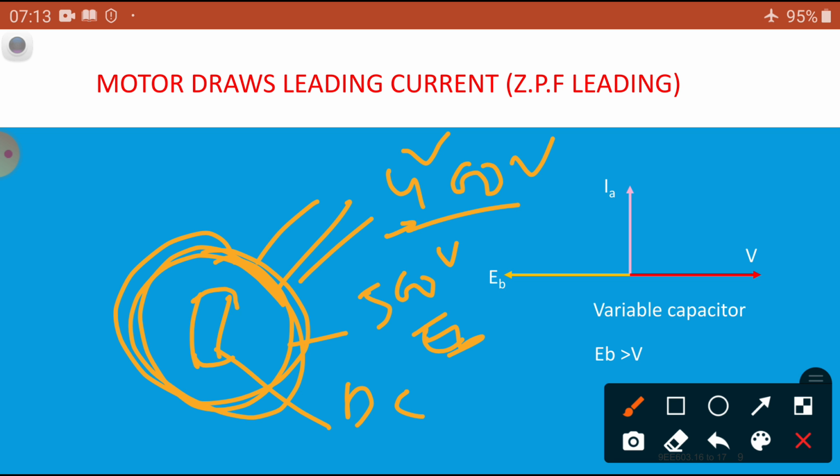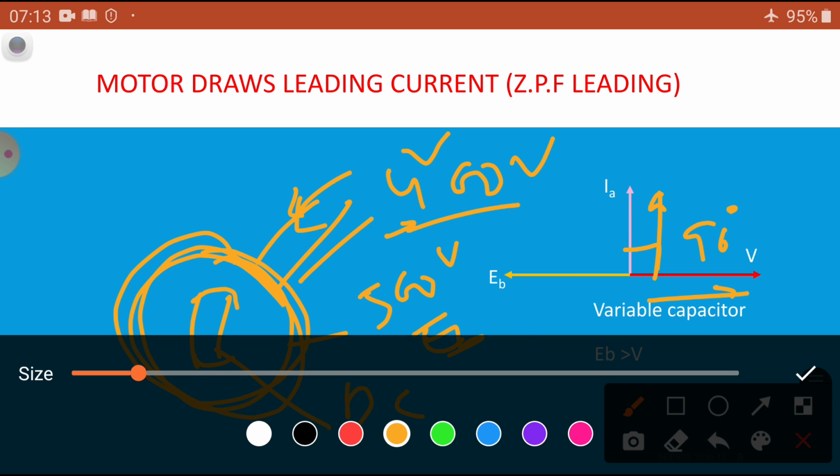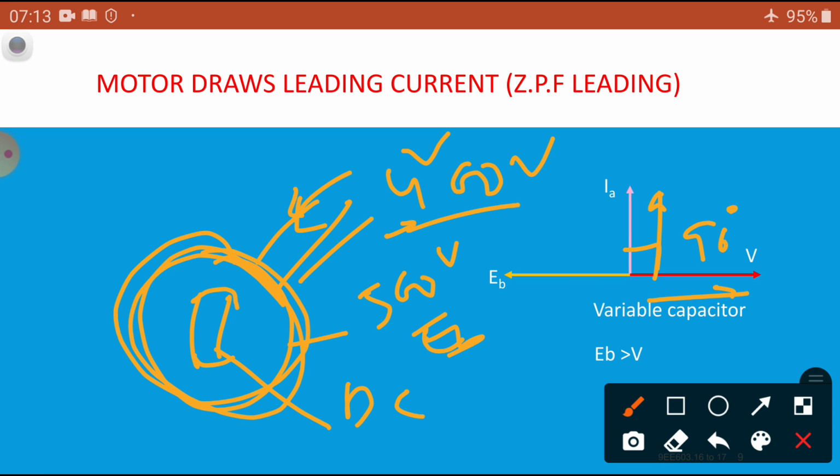At this condition, we know that the current leads the supply voltage by an angle of maximum 90 degrees. Now the current drawn from the supply is leading by 90 degrees. So if the motor is overexcited by changing the DC supply, we are going to change the current from lagging power factor to UPF to leading. Just by simply changing this.